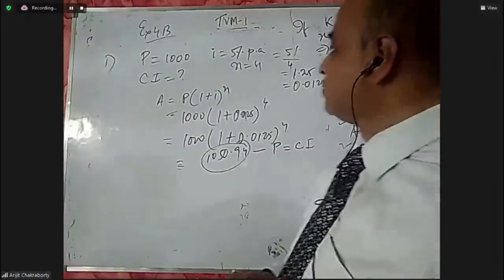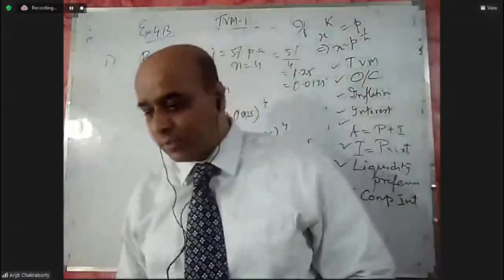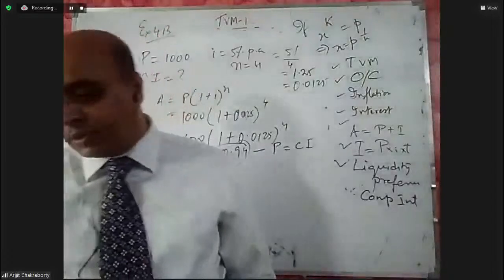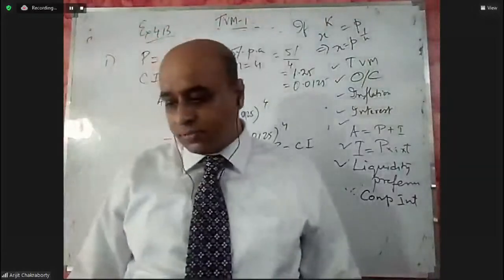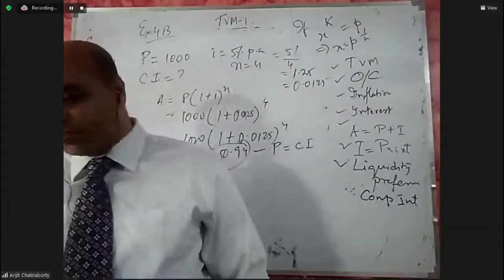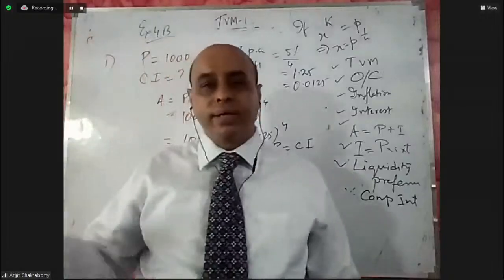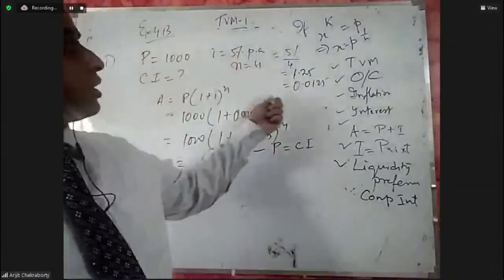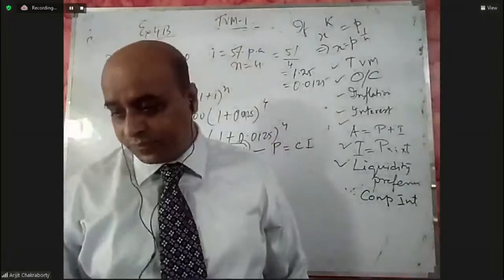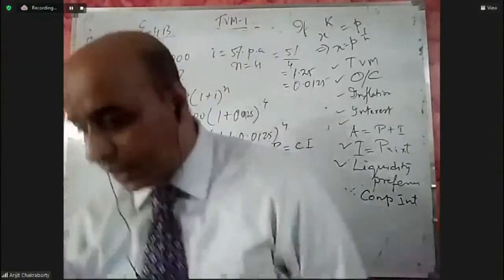So we have taken the interest is given 5% per annum and the conversion period is 4. Therefore we assume the interest to be 5 divided by 4 because we have 4 conversion periods. Right. Now we take the second question, exercise 4B.